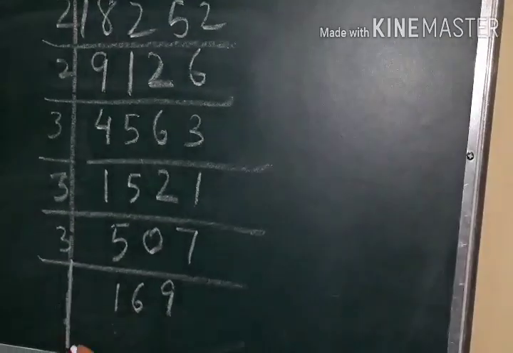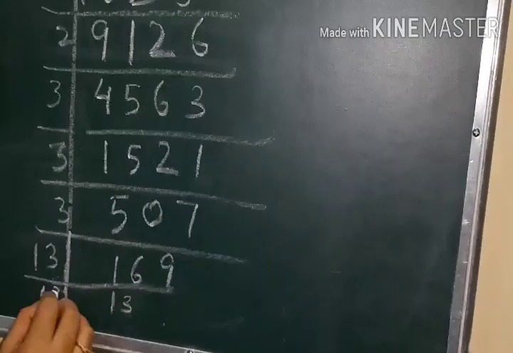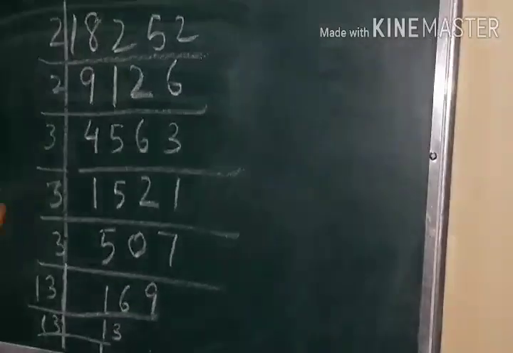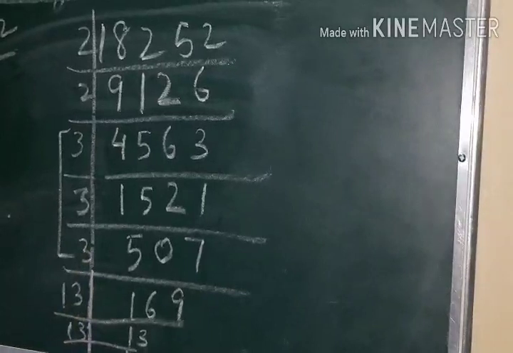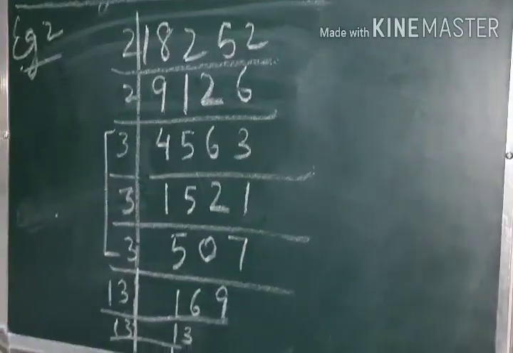So 169, it goes only by 13. You know it is the square of 13. So 13 13s are, and 13 ones are. Now when you make the grouping, you can see that just one group is there of 3. Right? The 2 is not having a group, and 13 is also not having a group.